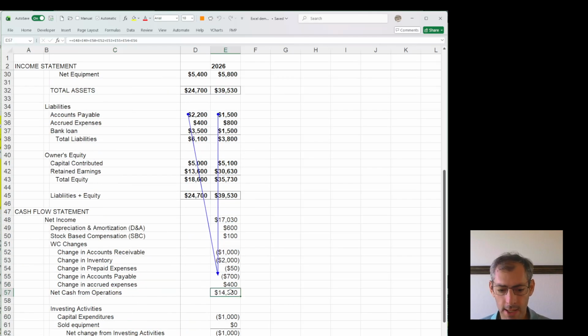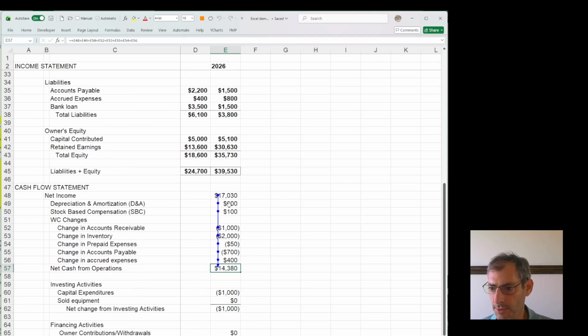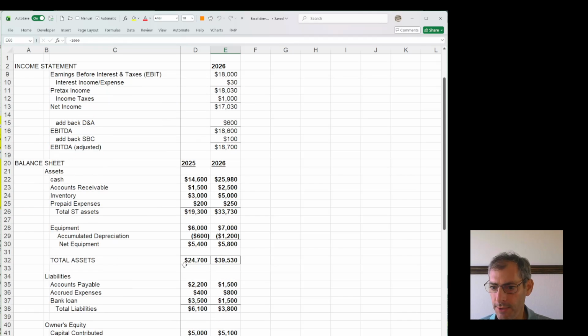And we can take all these items now and add them all up, and that gives us our net cash from operations of 14,380, which is different than our net income, which was 17,030, which I'm showing here also. Then we have our investing activities. Well, in this case, let's say the capital expenditures, and we'd have to just look that up, was $1,000. And you'll see that on the balance sheet.